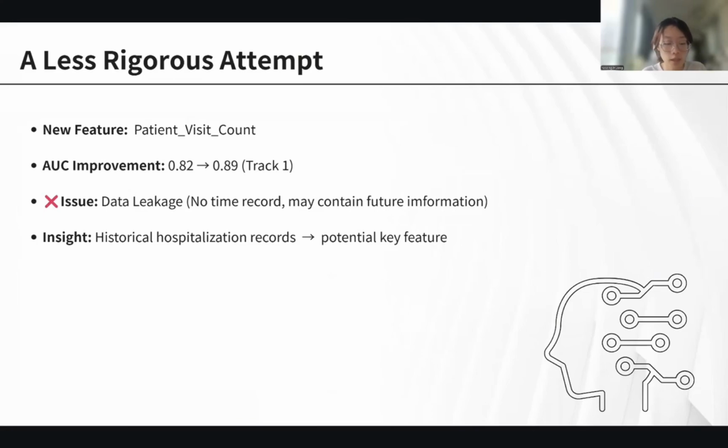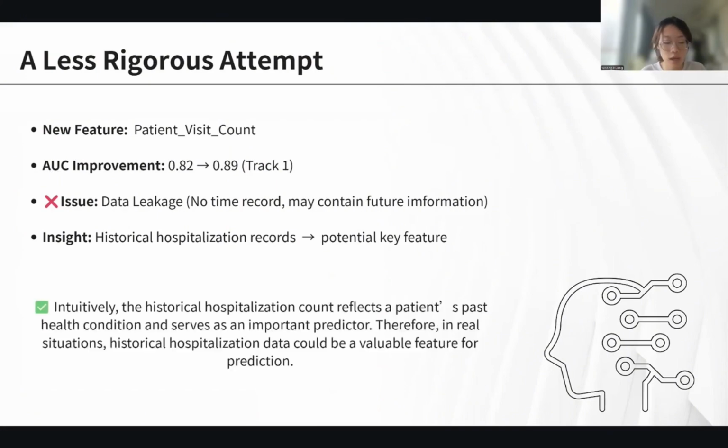It causes data leakage because it uses information that includes both the future and past visits of the patients in the test set. Still, this result strongly suggests that a patient's historical hospitalization record would be a very important feature in real scenarios. And also intuitively, such data reflects the patient's previous physical condition, which can be a key indicator for the prediction. Therefore, in real-world scenarios, if we have access to patients' historical hospitalization records, they will be an excellent source of predictive features.